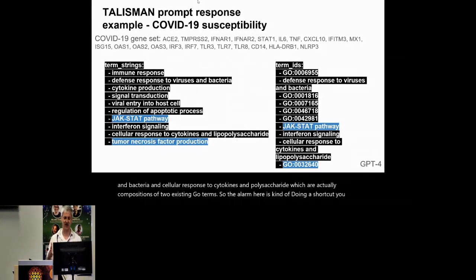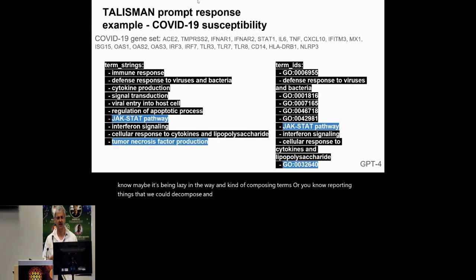Maybe it's being lazy in a way, and it's kind of composing terms or reporting things that we can decompose and detect in ontology. Perhaps also suggesting there's information in the parents, right? Or maybe a missing parent there. So potentially it's giving us some clues about ontology modeling and what decisions were made to represent knowledge.